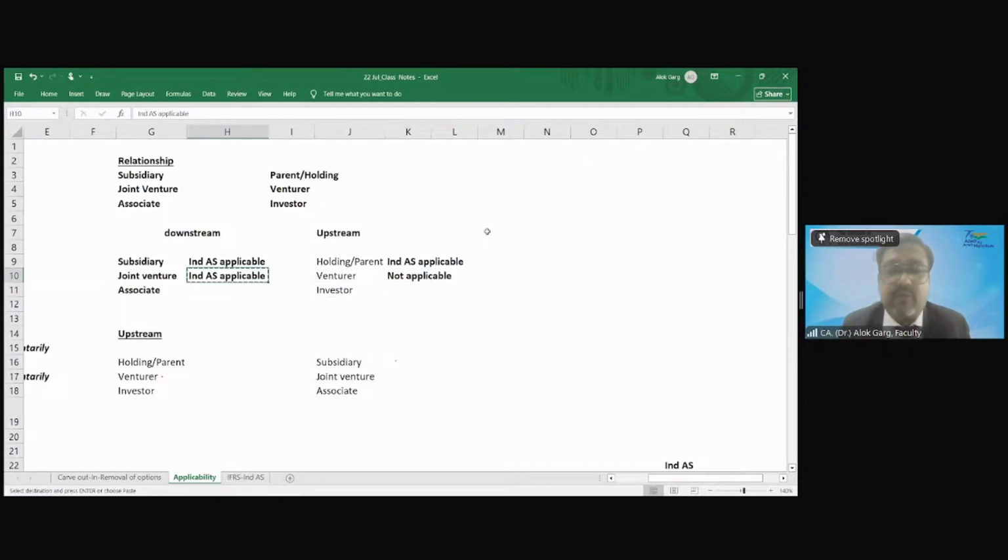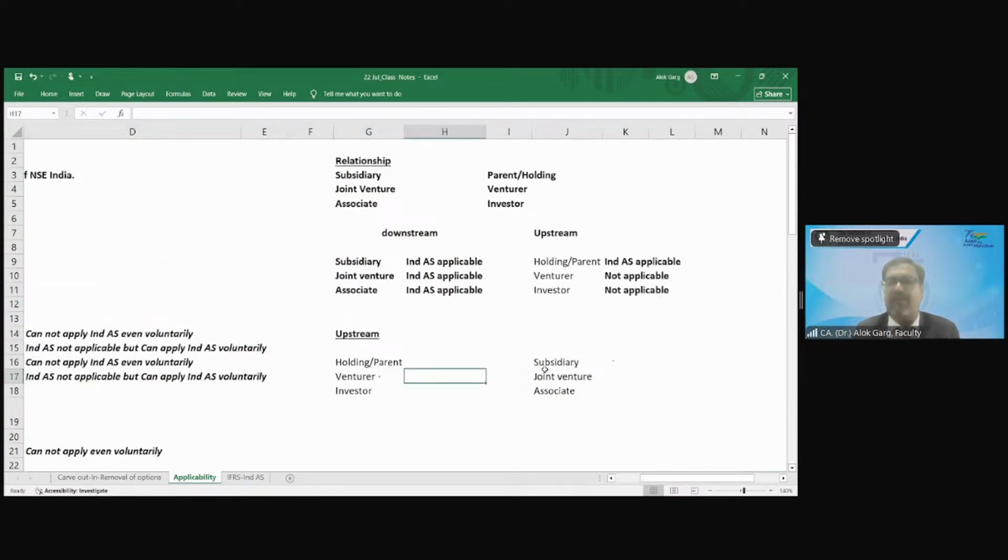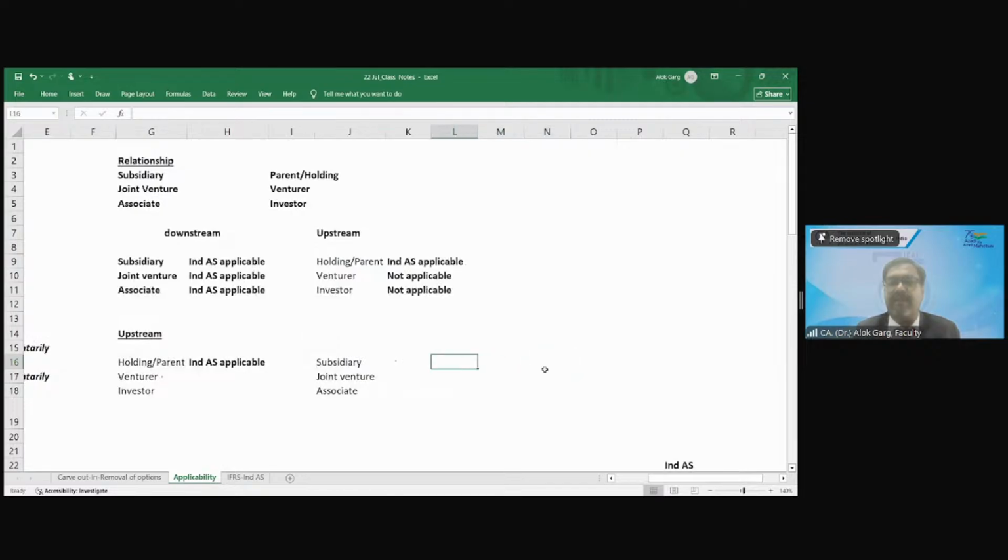Ind AS is applicable to an entity which is an associate. Whether Ind AS is applicable to the investor? Have you read the word investor anywhere in the notification? Tell me. It is not applicable, my dear friends. Now let me twist the board. Ind AS is applicable to a parent, whether it is applicable to the subsidiary. Answer is yes. Ind AS is applicable to the venturer, whether it is applicable to the joint venture.